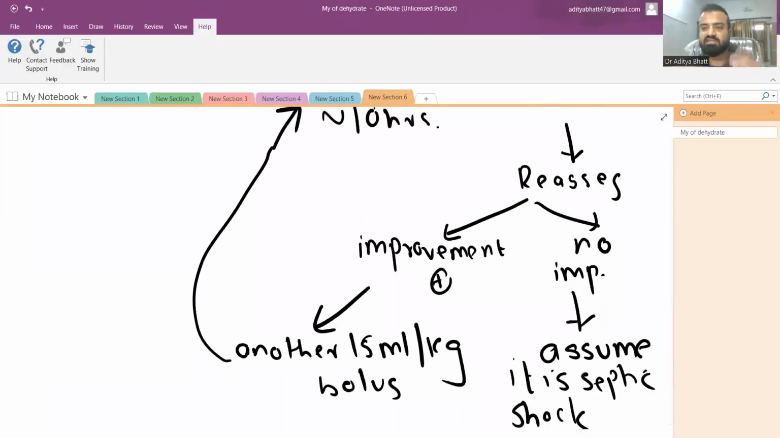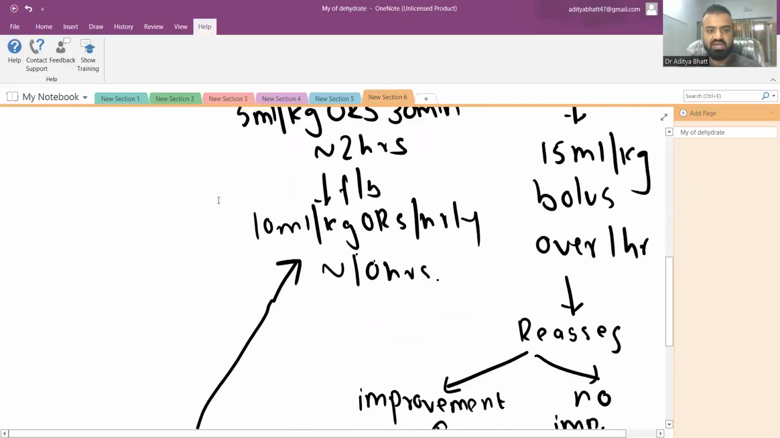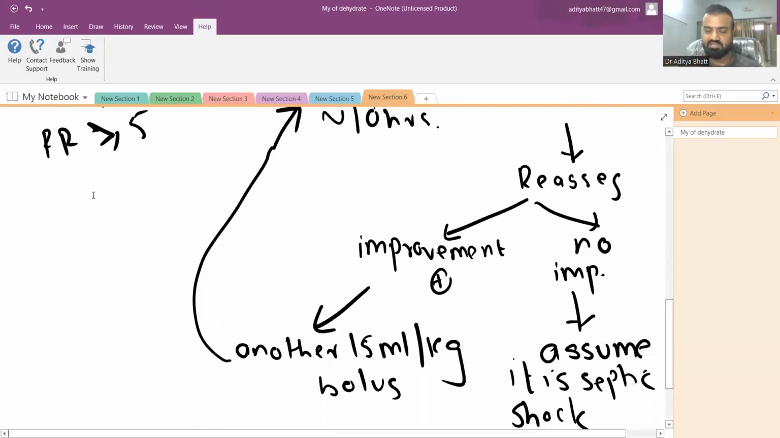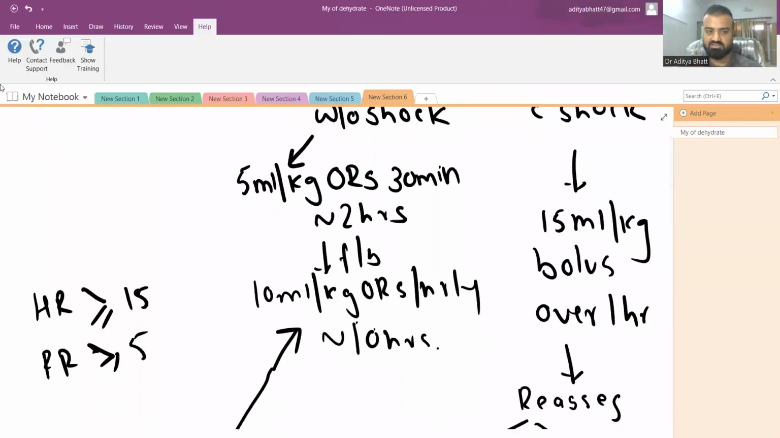Again, at any point, if there is tachycardia, if there is pulmonary edema, see, ideally what happens is when you correct the dehydration, the heart rate should not increase more than 15, and respiratory rate should not increase more than 5 per minute. If it is more than this, you have to assume that the child is going into pulmonary edema. That might be overhydration. So at that point, you have to stop the bolus and go directly to the management of septic shock, because overhydration does not help.